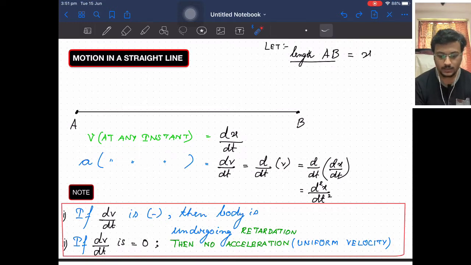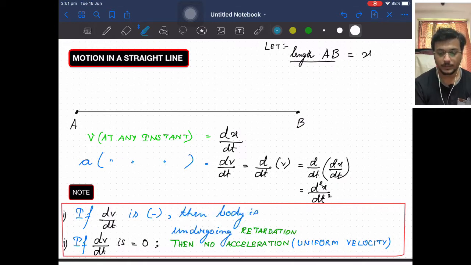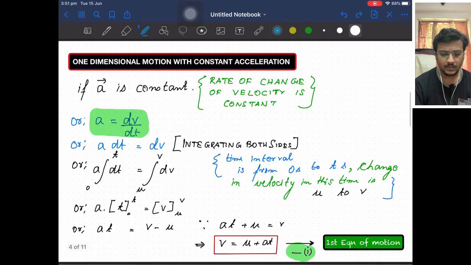Here are some important points that we need to remember. When dv by dt is negative, that is when the rate of change of velocity is negative, then the body is undergoing deceleration, or we can also consider it as retardation. When the velocity is decreasing, meaning the initial velocity was more than the final velocity, then obviously the body is being acted upon by some opposite force, due to which retardation is occurring. Keeping this in mind, let's move on.